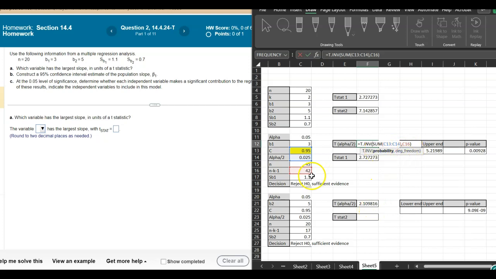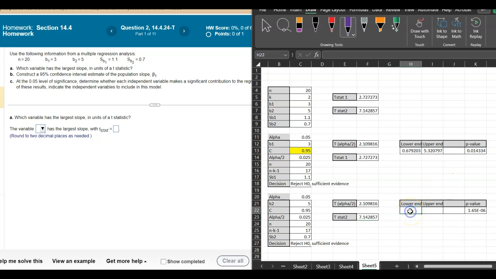So what happened here is that the degree of freedom did not change, so that's what we want to fix. The n here, we put equal sign instead of 45, and click on this one, enter. So everything has changed. Okay, so that's the t alpha over 2. The t stat here, the second one, is going to be this value.